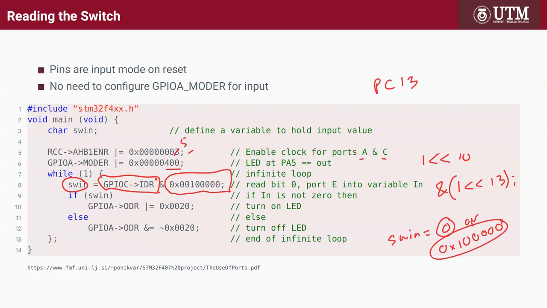Okay. What does 0 mean? Assume that you press the button, it becomes 1. Okay, so I'm not sure, I didn't do it myself. So for this one, assume I press and I get logic high. Press, I get high on the pin. So what happened here if I press the button? Do I get 0 or do I get 100,000?